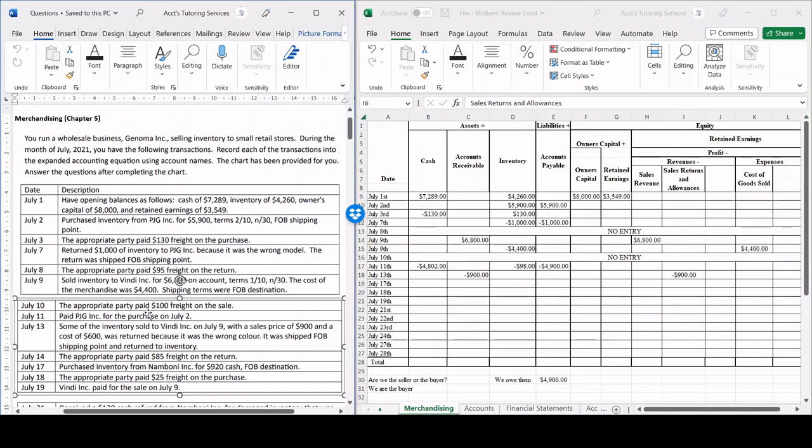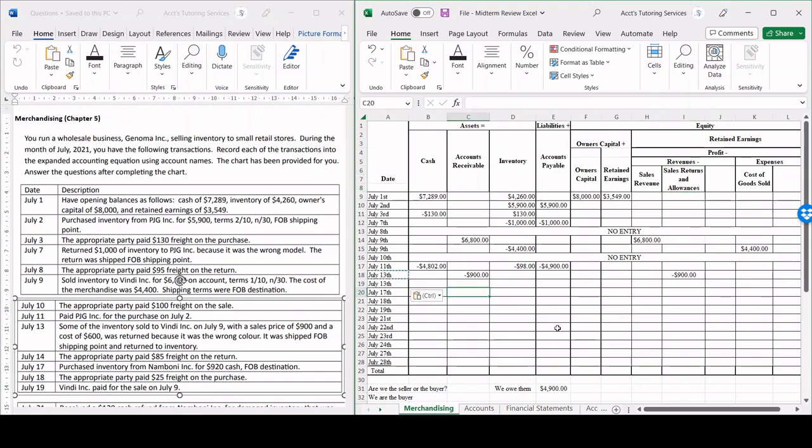Now let's tackle the expense portion. So it was the wrong color that was returned. That means we're going to put that back into our inventory. So our inventory in reality is going to increase by 600. And by the same token, our cost of goods sold is going to decrease by 600 because we haven't incurred this expense because we haven't sold that product yet. So we're going to decrease our cost of goods sold.